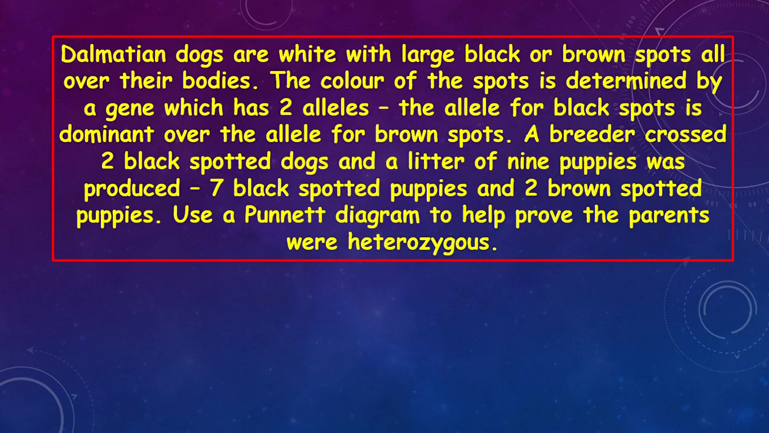Dalmatian dogs are white with large black or brown spots all over their bodies. The color of the spots is determined by a gene which has two alleles. The allele for black spots is dominant over the allele for brown spots. A breeder crossed two black-spotted dogs and a litter of 9 puppies was produced, which were 7 black-spotted puppies and 2 brown-spotted puppies. Use a Punnett square to help prove the parents were heterozygous. Okay, a slightly different way to ask the question. Pause the video. Try for yourself now.